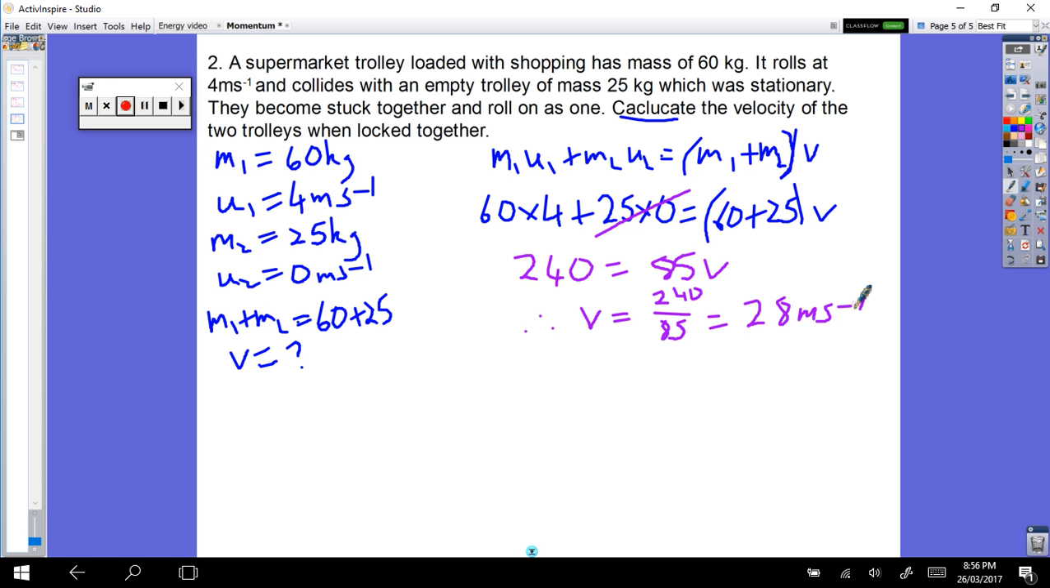So these are the kind of problems you're going to have when you're doing momentum and collisions. So the steps are that you've got to identify what's actually happening. Do you have an explosion or a collision? So I'll just write this down for you actually. So we've got step 1: is it an explosion or a collision?